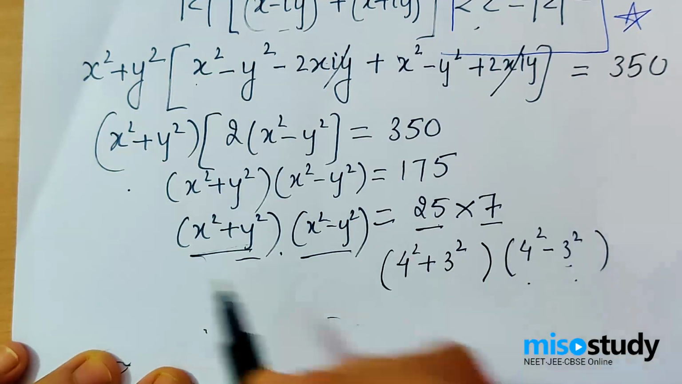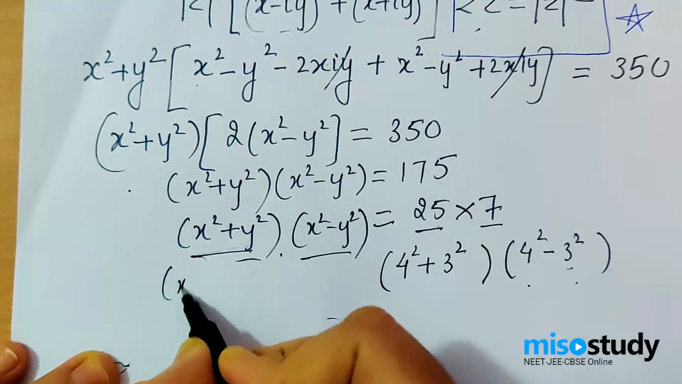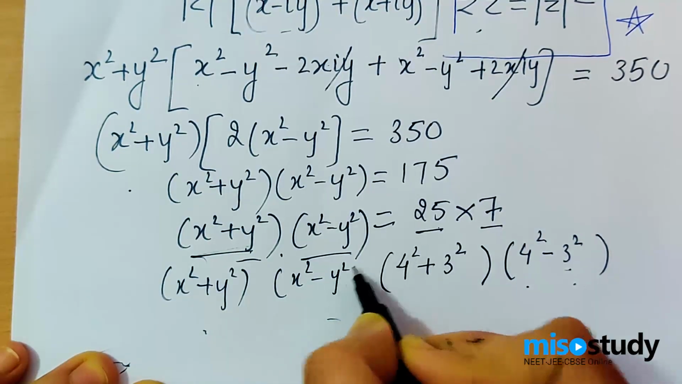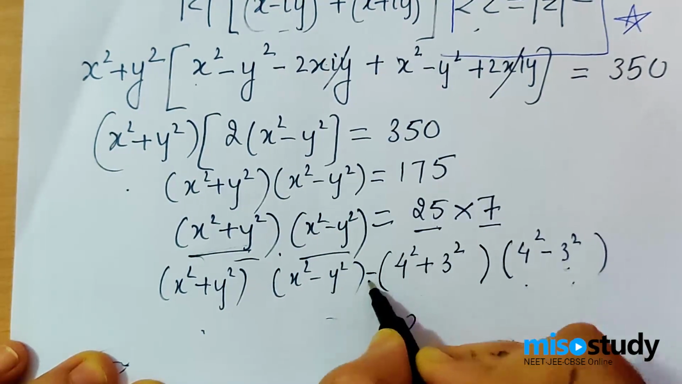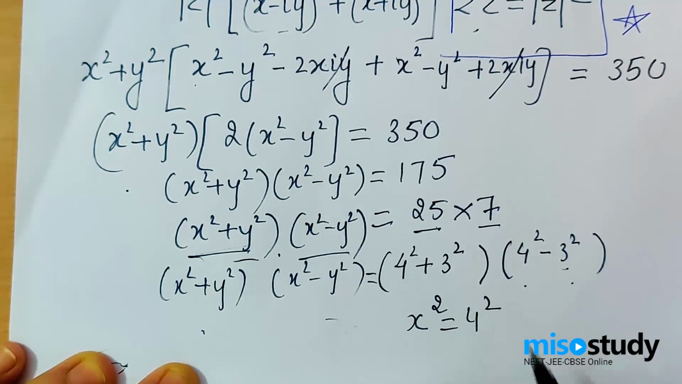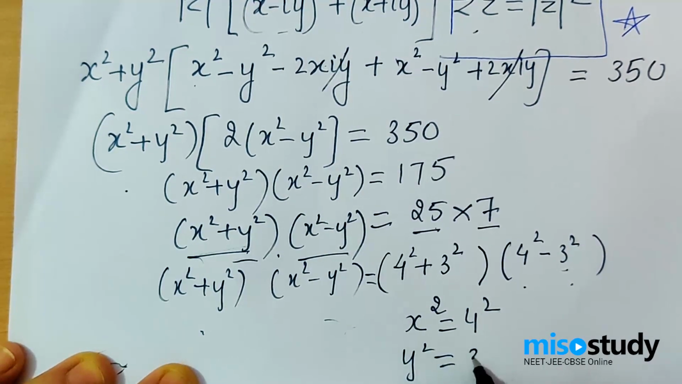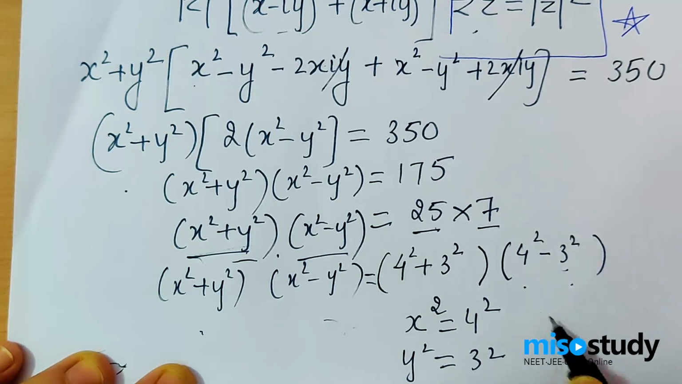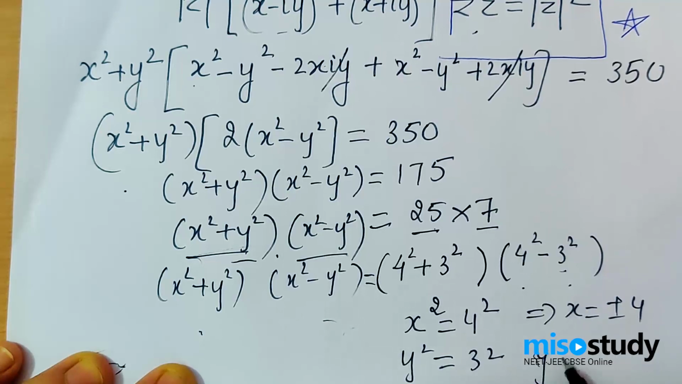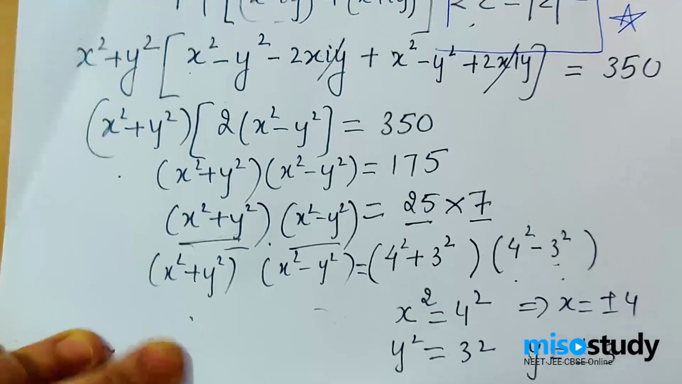So that means if I compare it, I will have x square is 4 square and y square is 3 square. Alright, so implies my x is plus minus 4 and my y is plus minus 3.